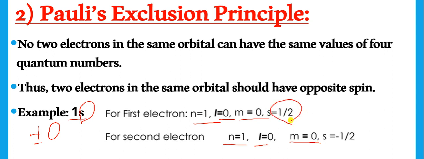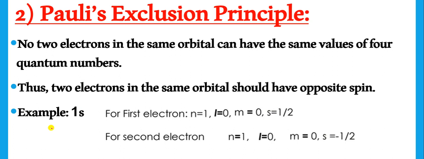It means one electron has plus half spin and the second electron will have negative half spin. Okay students, it means 2 electrons in the same orbital cannot have all 4 quantum numbers the same, and one will be different, that is spin, and that can be plus half or minus half. And the last rule is Hund's rule.